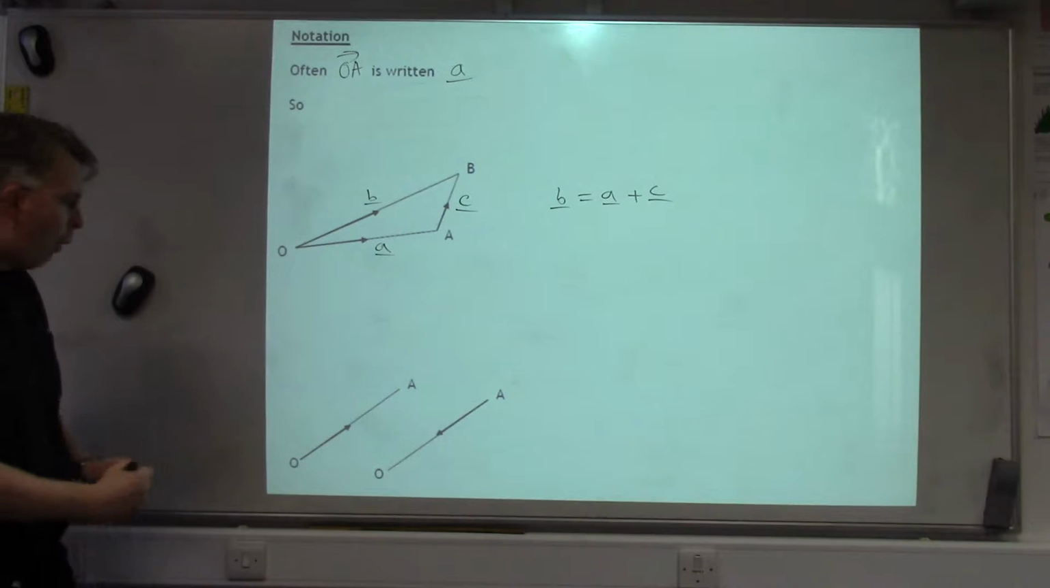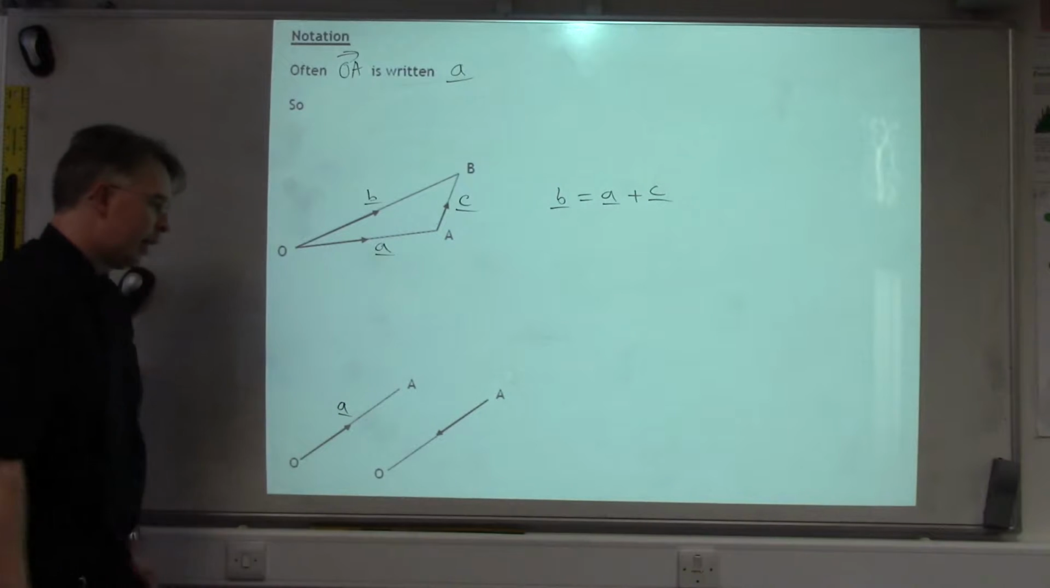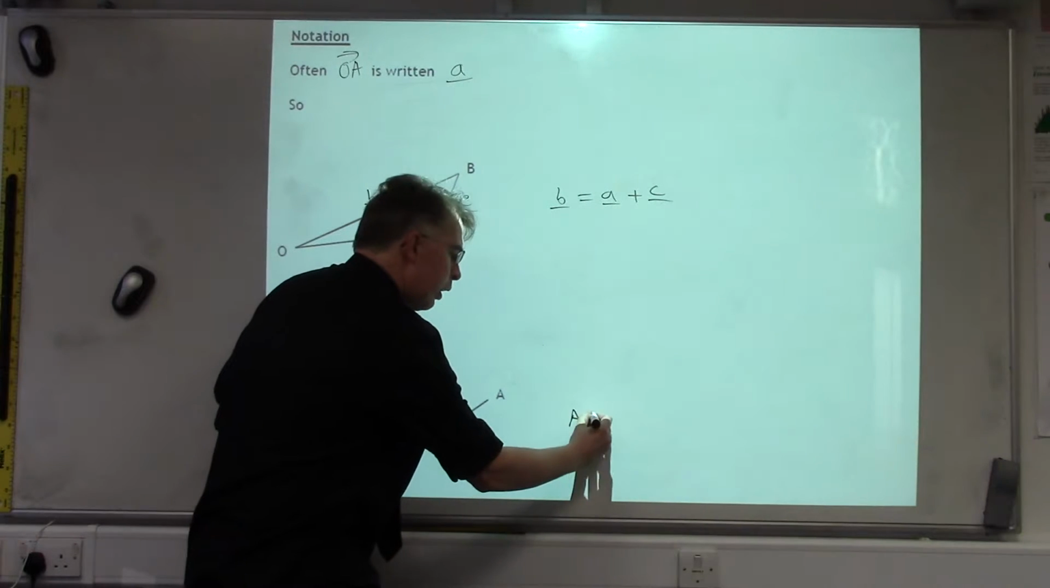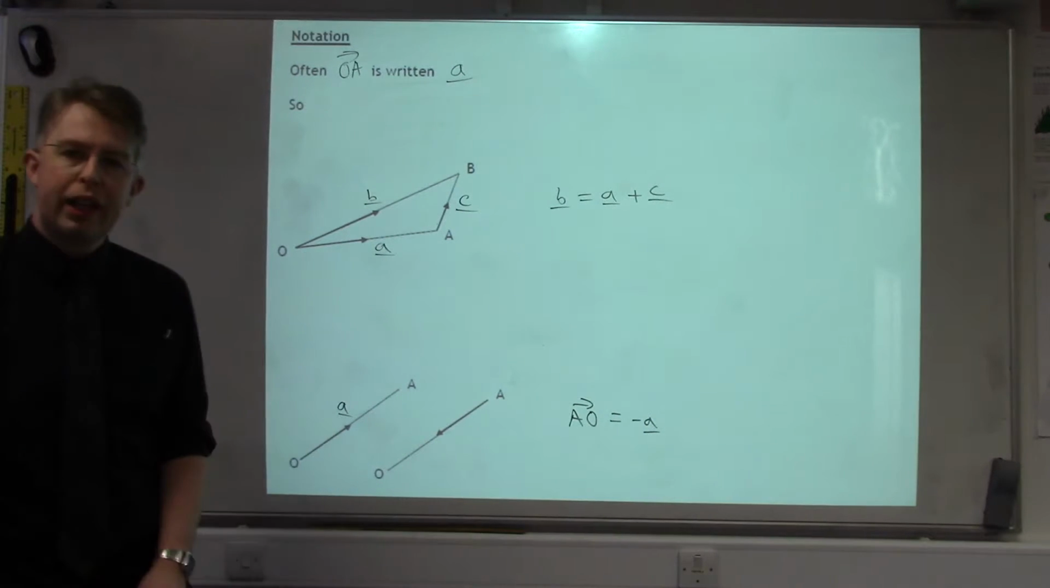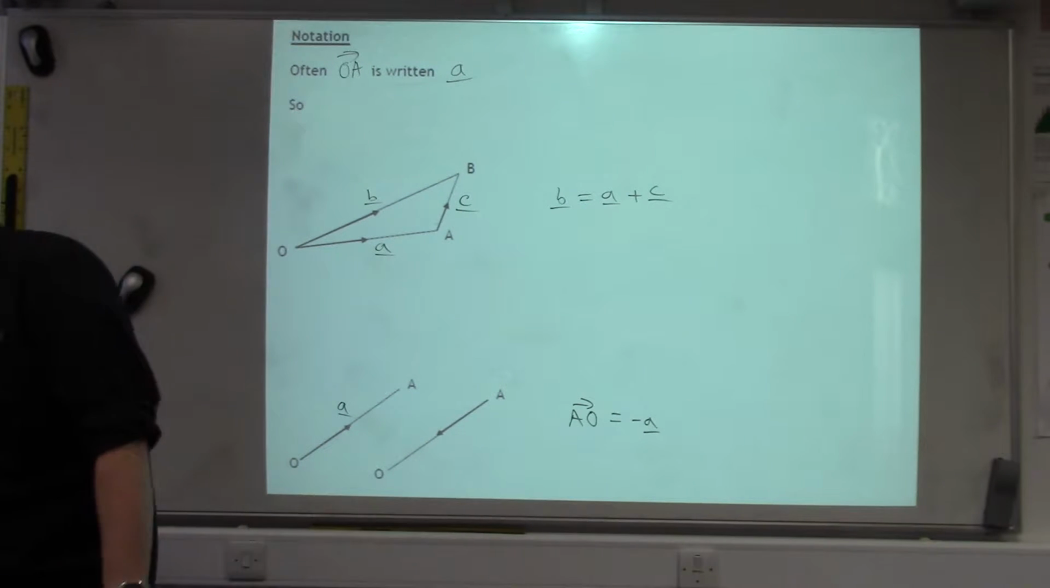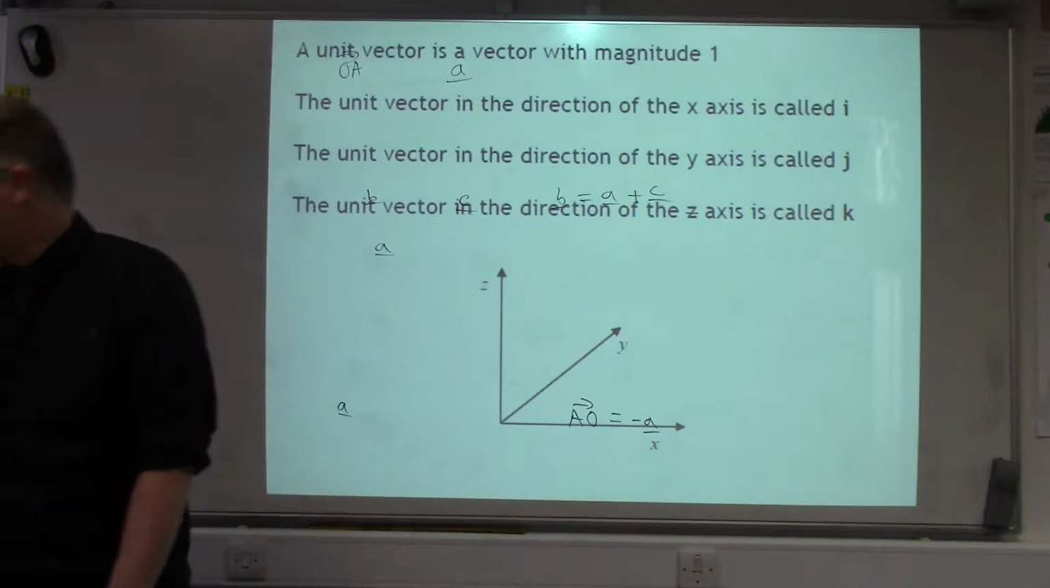Similarly, if you've got OA as the vector A, then A to O is equal to minus A.